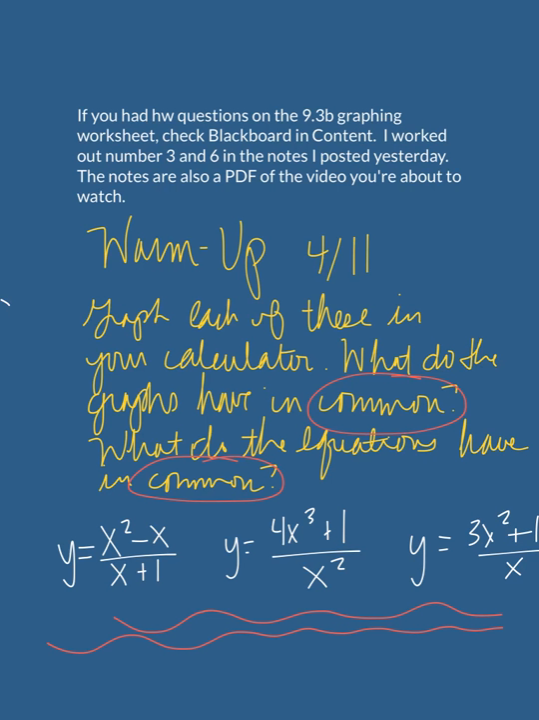Hopefully you found that their graphs kind of have this slant thing going on. They also are kind of symmetrical. The slant is like an asymptote. Instead of just having a horizontal asymptote and a vertical asymptote, they almost approach another line that's diagonal. So it's like a diagonal asymptote.